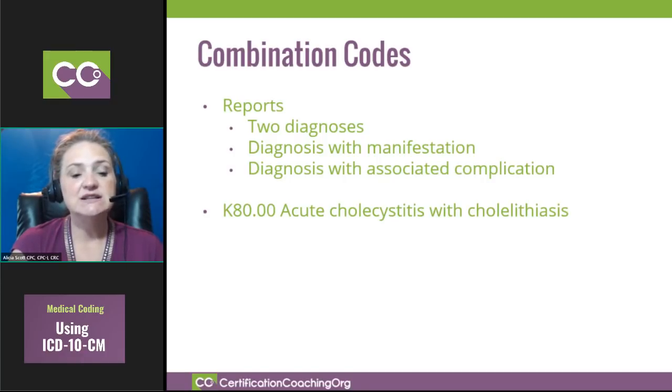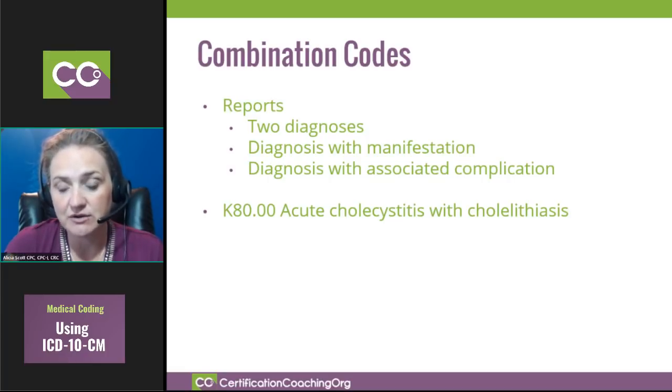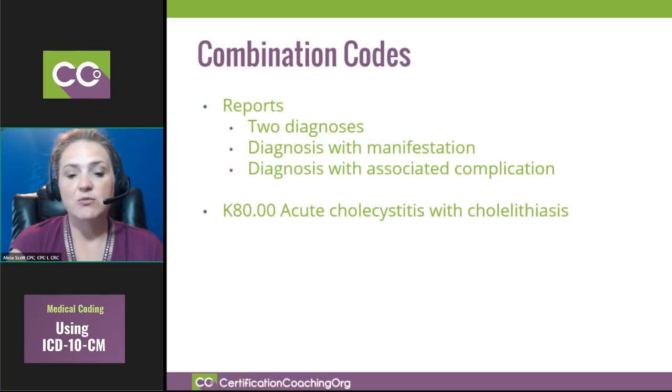An example, K80.00 is acute cholecystitis, which is an inflammation of the gallbladder with cholelithiasis, which, if you didn't know, is like a buildup of fluid and stuff. And that is a combination code. We have K80.00, so we have an acute gallbladder attack, ultimately is what we're thinking. Their gallbladder is inflamed, but it also has something else going on with the gallbladder, which is an associated complication.